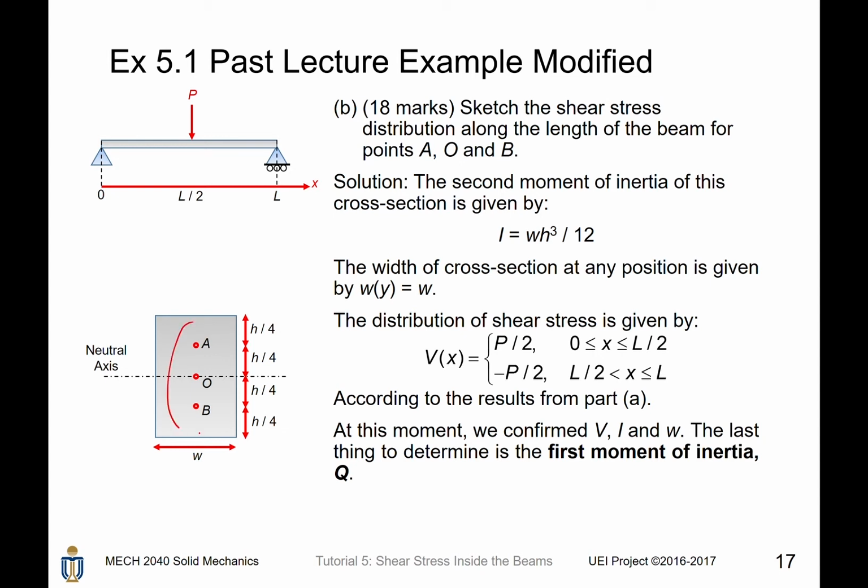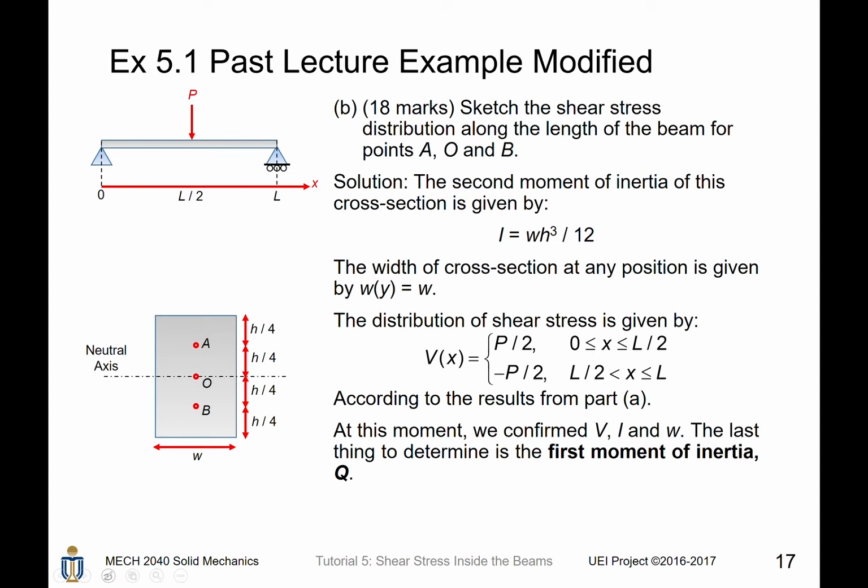for those 3 points. So the second moment of inertia of this cross-section, which is very easy to compute, we computed a lot of times in the previous tutorials. It is given by the width times the height cubed divided by 12. The width of the cross-section at any position is given by W. Because it is a rectangular beam, the width is uniform across the vertical direction. In the previous slide, we found that the shear force is given by P divided by 2 for the left half and minus P/2 for the right half.